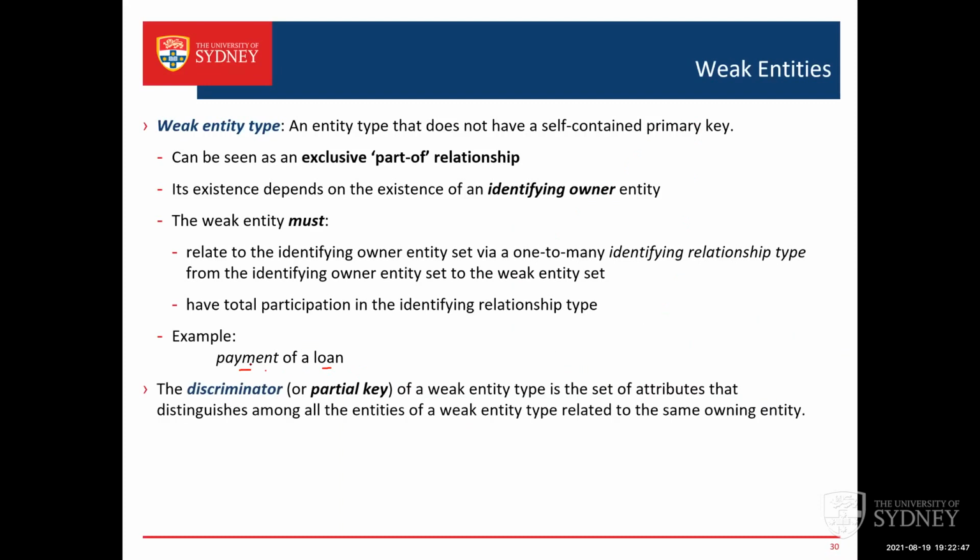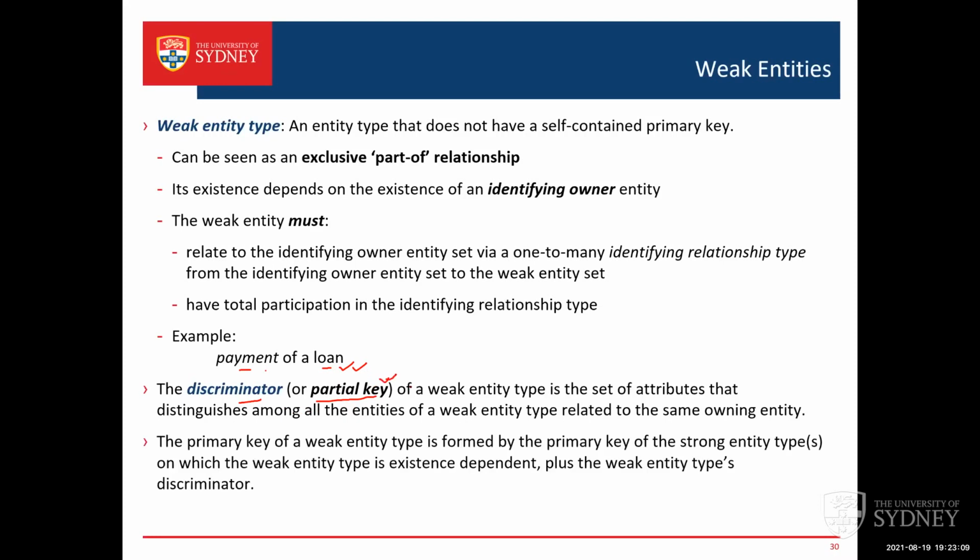Okay. And in this payment table, we might have one attribute which can uniquely identify all the other attributes, and that one will be known as a partial key or discriminator. Okay, not the primary key. To form the primary key, we need to add the loan number's primary key plus the partial key from the weak entity. Okay, this was written here: the primary key of a weak table is formed by the primary key of the strong entity on which the weak entity is dependent, plus the weak entity type's discriminator.